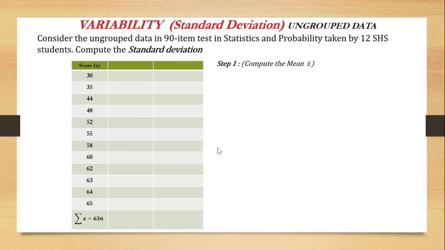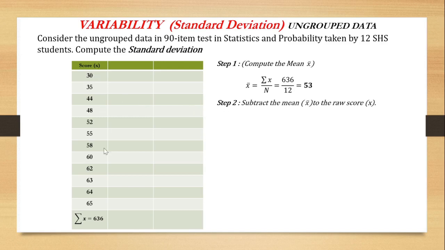The first step that we need to do is to compute the mean. In order for us to compute the mean, we use the formula: mean is equal to the summation x divided by n, where the summation x is 636 and n is 12. So if we divide 636 by 12, that is equal to 53. Step 2, subtract the mean from the raw score x.